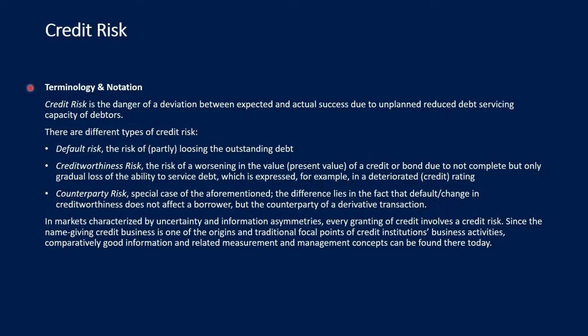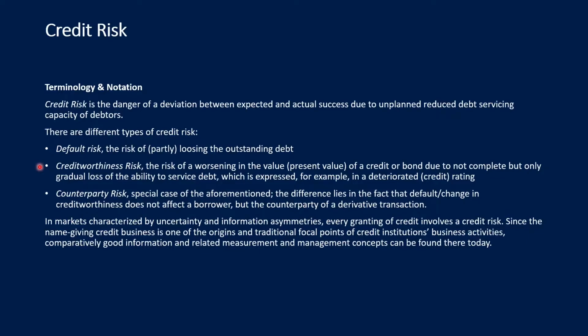Let us go into some terminology and notation of credit risk. What is credit risk? Credit risk is the danger of the deviation between expected and actual success due to unplanned reduced debt servicing capacity of debtors. So there are different types of credit risk. First of all, the default risk, the risk of partly or completely losing the outstanding debt.